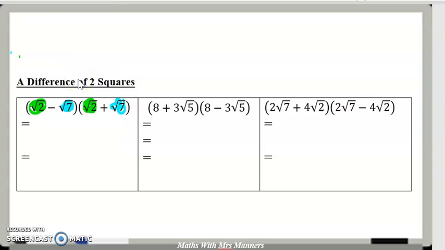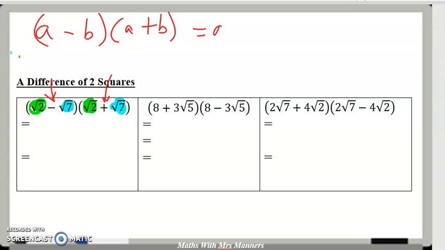So here I've got root 2 and root 7 in both brackets, but there is a minus joining the surds in the first bracket, and a plus joining them in the second bracket. Now, if you want to, you can expand these out the long way, but basically you're wasting time, because a difference of two squares expansion turns into a squared minus b squared, and you can find that out just by doing FOIL.